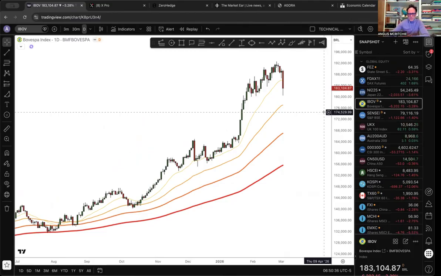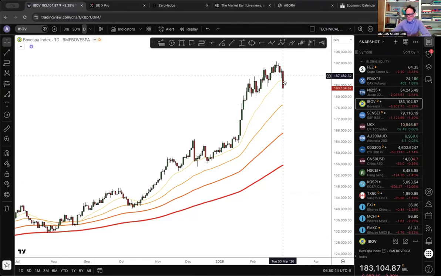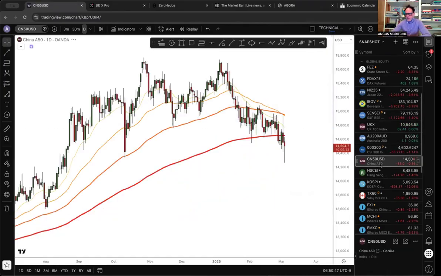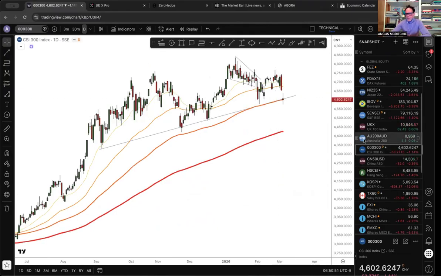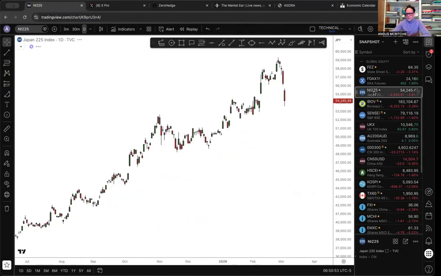And they go, oh, let's get rid of some of the Brazilian stocks. Let's get rid of a bit of this. Let's sell a bit of gold. Let's sell a few emerging market equities, etc., etc. So Brazil hit hard. We're also seeing over in China the A50 down. We're seeing the Shanghai 300 gapping lower. And the big one, of course, we also saw the Nikkei.